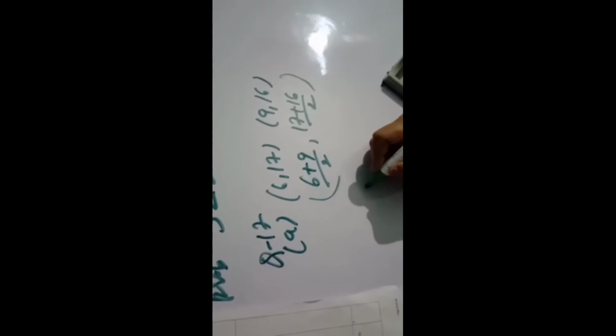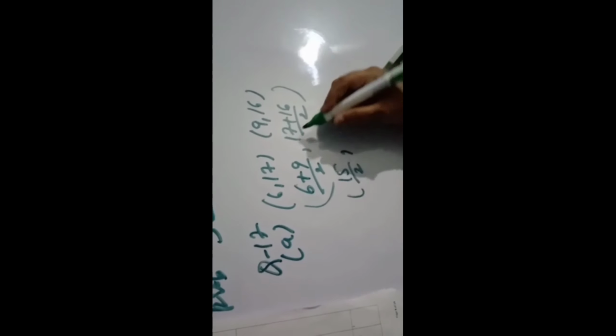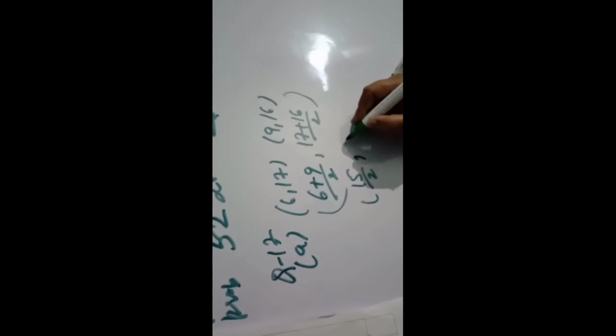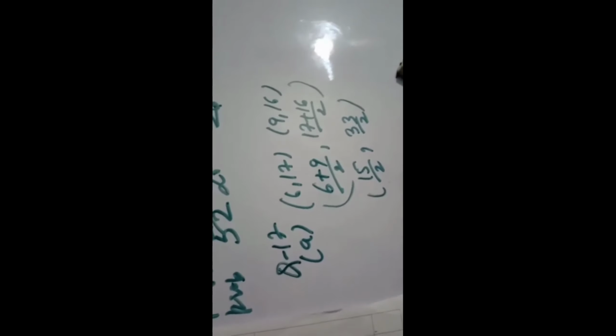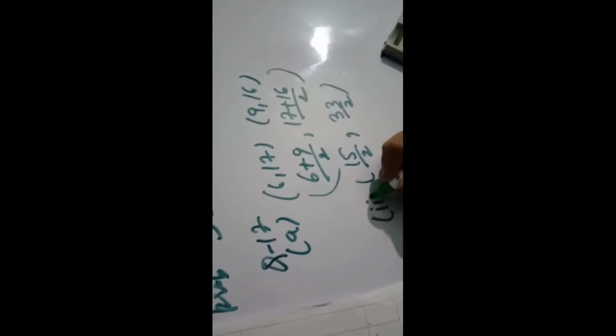Now very easy, the midpoint formula is x1 plus x2 over 2, y1 plus y2 over 2. 6 plus 9 will come 15, so 6 plus 9 over 2 and 17 plus 16 over 2. 15 over 2, and 17 plus 16 is 33, so 33 by 2. So an option is there, so no need to convert into decimal. The third option is correct. Now question number B part, you see the distance of point P from y-axis is.